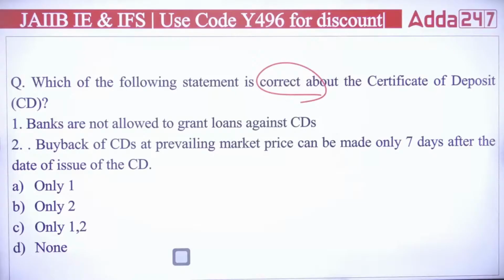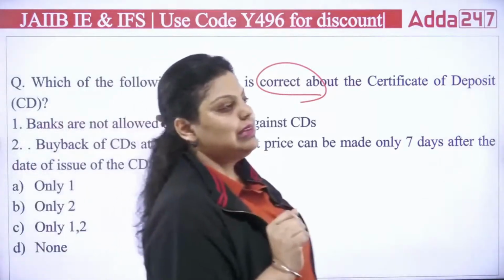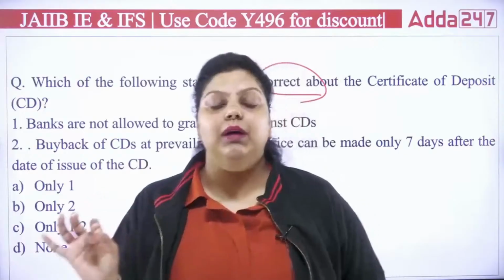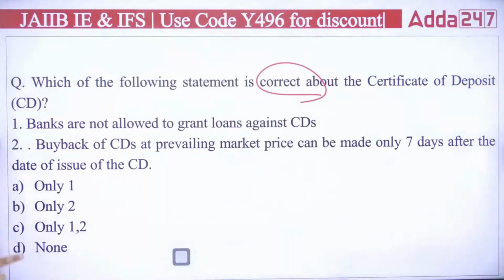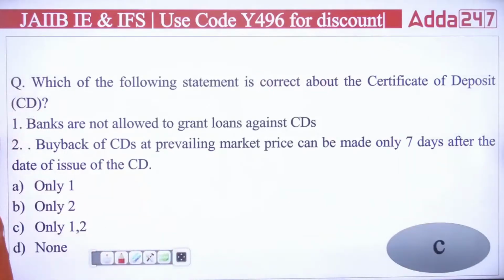Certificate of deposit is a secured short-term money market instrument, or I can say a secured negotiable money market instrument. It is secured because banks and financial institutions are issuing it. So the right answer is C option. Both the statements about certificate of deposit are correct. Very good. Both are correct. Right answer we have is C. Next.